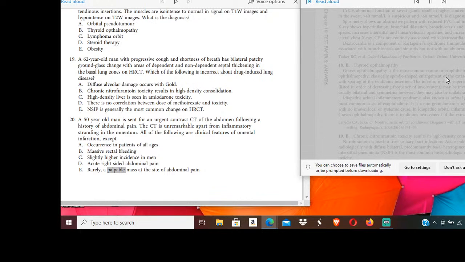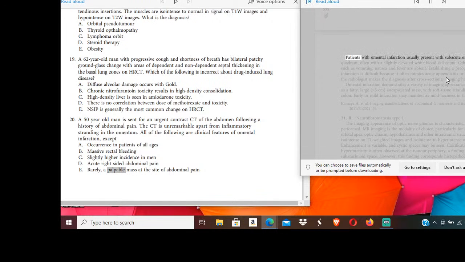Chapter 10. Test Paper 5, Answers. 272. Patients with omental infarction usually present with subacute onset of pain in the right lower quadrant, often with a slightly elevated white blood cell count. Other gastrointestinal symptoms such as vomiting, nausea, and fever are absent. Establishing a preoperative diagnosis of omental infarction is difficult because it often mimics acute appendicitis or cholecystitis.